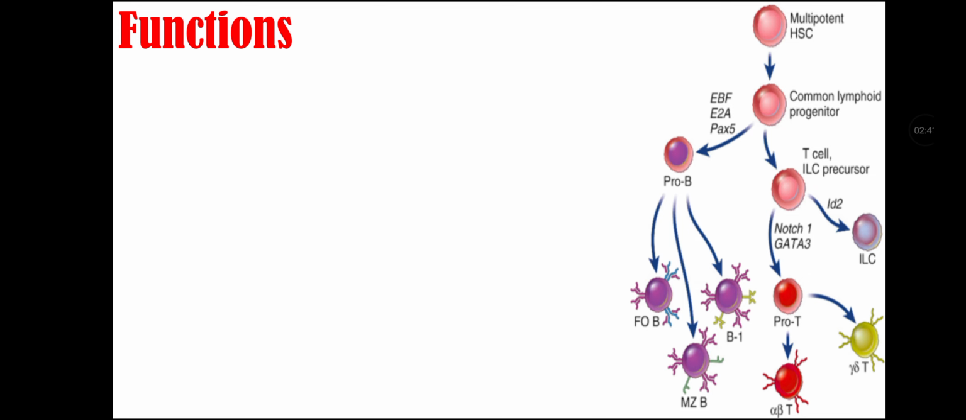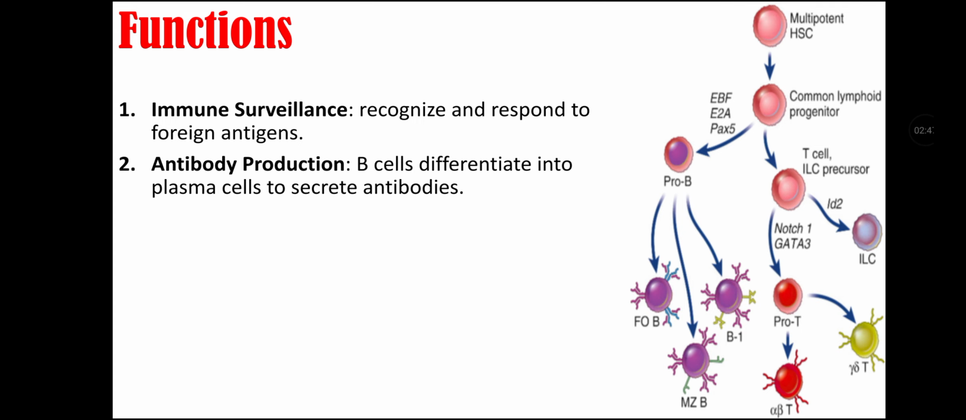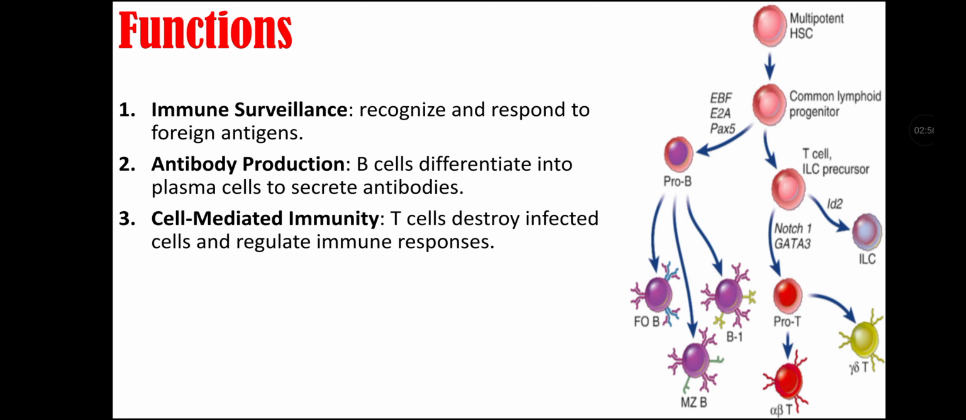Functions of lymphocytes. First function is immune surveillance as they recognize and respond to foreign antigens. Second function is antibody production as B cells differentiate into plasma cells to secrete antibodies. Third function is cell-mediated immunity as T cells destroy infected cells and regulate immune response.